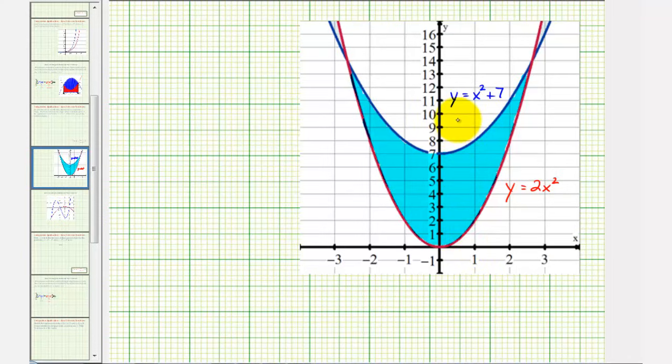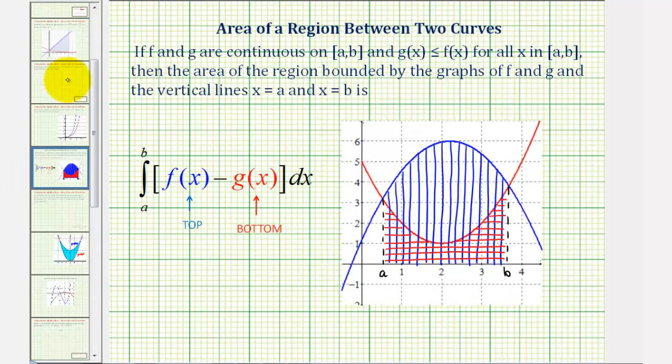It's important that we identify which function is on top and which is on bottom when determining the area between two functions. Because when trying to find the area between two functions, we want to find the integral of f of x minus g of x from a to b, where f of x is the top function and g of x is the bottom function, and where the limits of integration a and b would be the x-coordinates of the points of intersection, or where we start and stop integrating. So what's happening here is we're finding the area below the top function and then subtracting the area below the bottom function, leaving us with the area between the two functions.